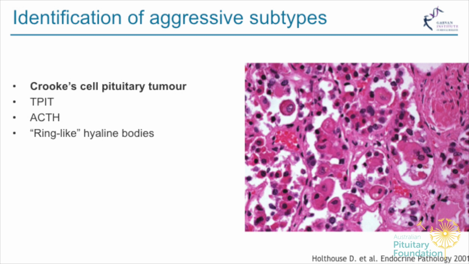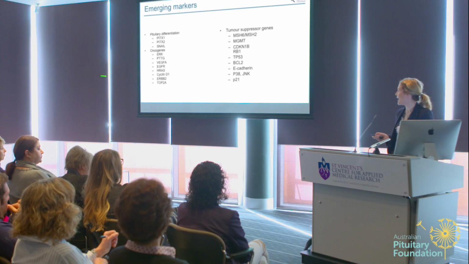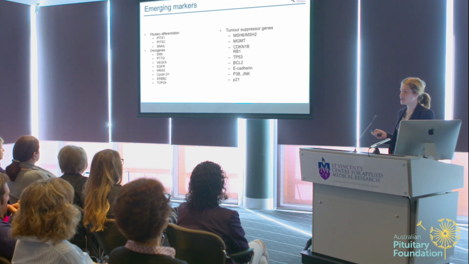There's also Crooke cell pituitary tumour, which basically has these round hyaline cartilages that are seen under the microscope, or ring-like hyaline bodies. And then there are a number of emerging markers that we look at and that we're researching with our team. These form an extensive list, and I'll be looking at some of them with my PhD, and some other members of our team will be looking at others with their PhD. Basically we look at markers of pituitary differentiation, oncogenes, which stimulate tumour growth, and tumour suppressor genes, which generally would suppress tumours, and if they're not functioning well, tumours are allowed to grow.